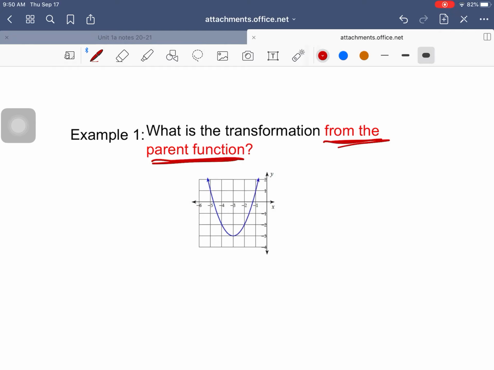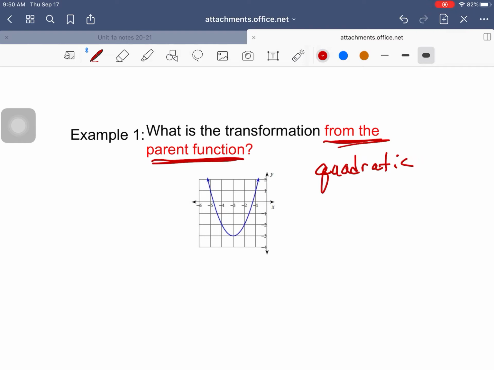And so the first step is I would draw the parent function in. So we have to think about this parent function. What kind of parent function is this? It's U-shaped. Looking back at our notes, that's a quadratic. That's a quadratic function, also called a parabola.